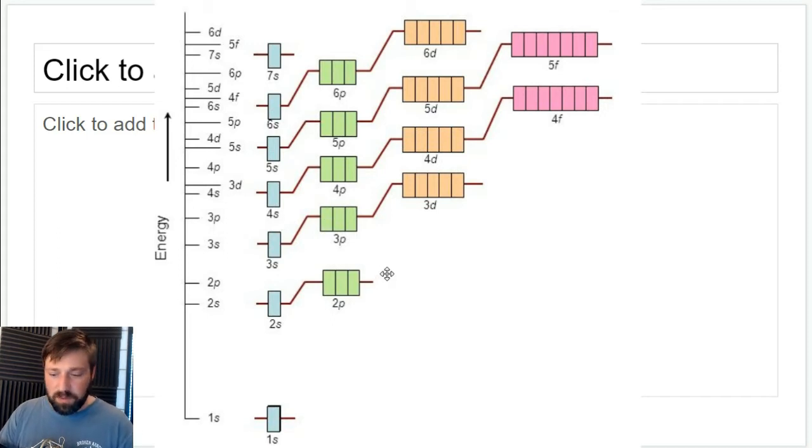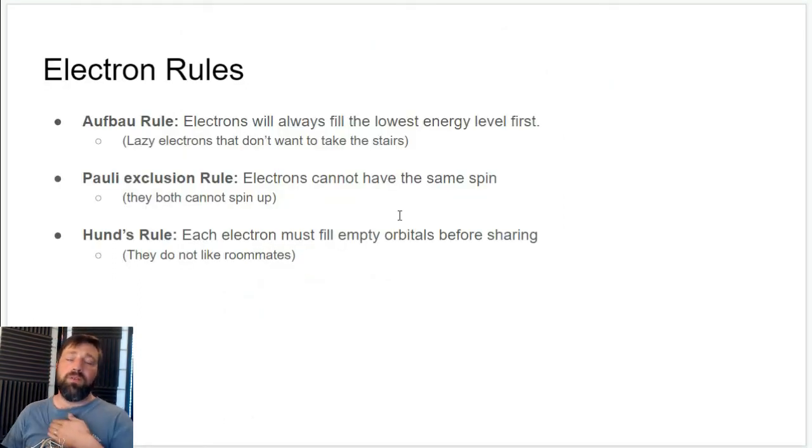Electron configurations, remember, are just kind of the address of the electron. So to go through and remember our electron configuration rules, one, the Aufbau rule. The Aufbau rule is that electrons always fill their lowest energy level first. They're lazy little electrons that don't want to climb the stairs. So it's always going to be that lowest energy level, which makes sense from a non-allegorical point of view because electrons want to remain close to the protons.